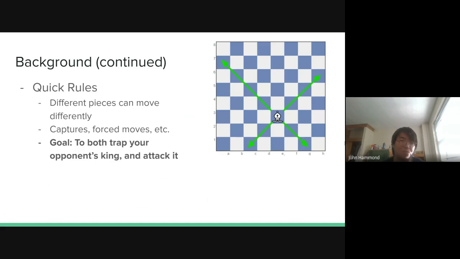There's a bunch of other little rules that aren't super important for this project. But the goal, in order to win, is you have to both trap your opponent's king and attack it. If you attack your opponent's king, they have to move it, which is a check. But it's checkmate if you attack your opponent's king and they can't move it. And obviously your opponent is trying to stop it and, at the same time, checkmate your king.